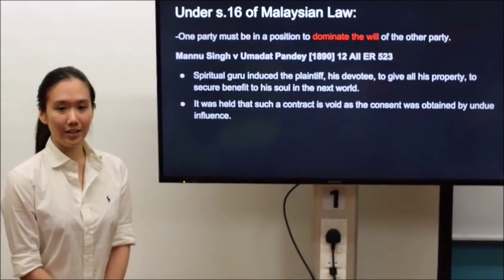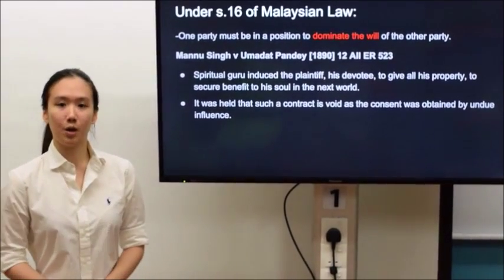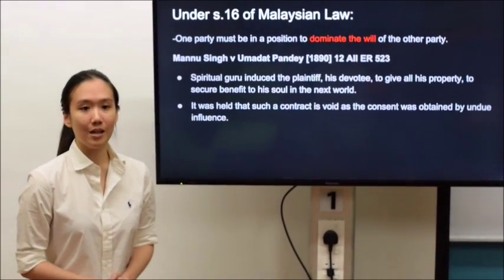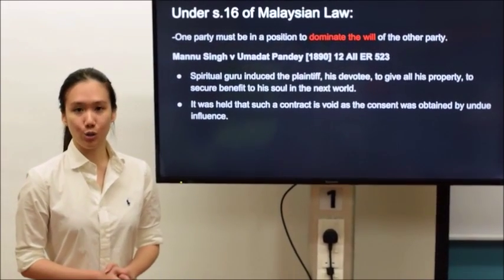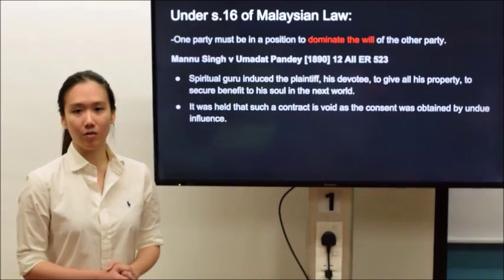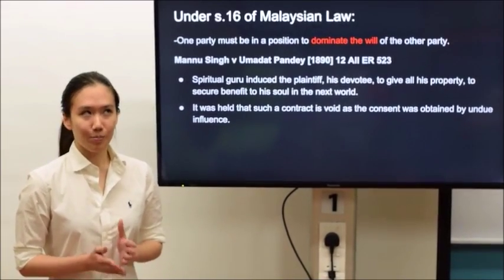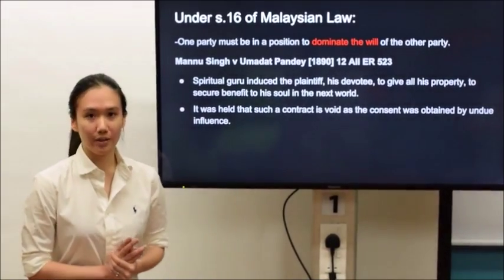Whereas in Alcott against Skinner, the spiritual mother showed that the property was transferred willingly. The spiritual mother did not induce or ask her to transfer any of her property. Basically, it's like she did it by her own will.